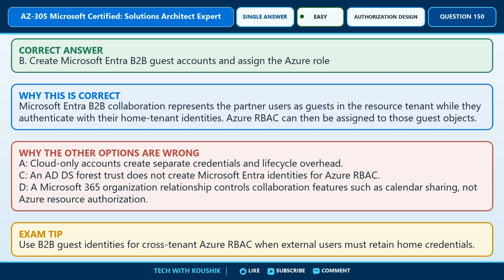Now consider why the remaining options are unsuitable. A. Cloud-only accounts create separate credentials and lifecycle overhead. C. An AD DS forest trust does not create Microsoft Entra identities for Azure RBAC. D. A Microsoft 365 organization relationship controls collaboration features, such as calendar sharing, not Azure resource authorization. Use B2B guest identities for cross-tenant Azure RBAC when external users must retain home credentials.